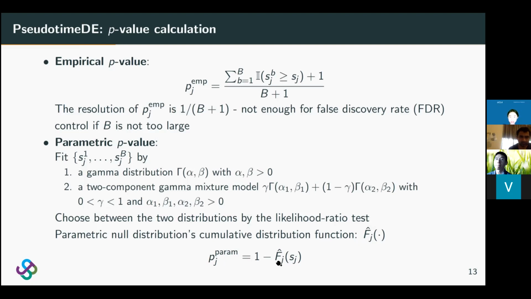Okay, so in our package we implemented this parametric approach, and by default we set capital B to 1000. But if the user's computational resources are limited, he or she can reduce capital B to 100. In our paper, we showed that even with B equals 100, this parametric approach still gives quite reasonable p-values. Between B equals 100 and 1000, using the parametric approach, the p-values are very well correlated.